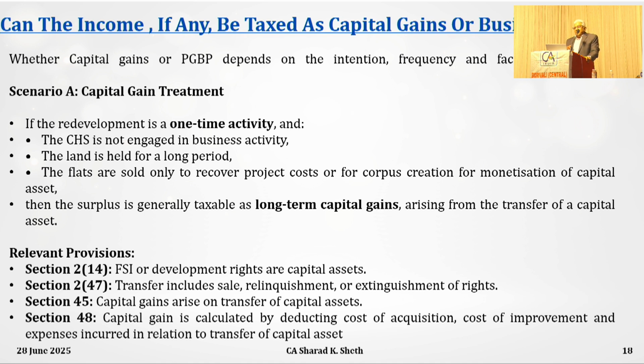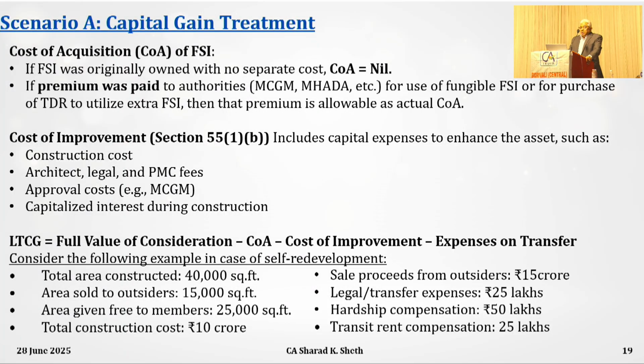For doing self-development, we need to go through many activities. We need to do many organized activities. And it has been held that a single adventure in the nature of trade is also a business. So it is a little bit difficult for society to argue that it is completely a capital gain. Assuming that we succeed in developing our argument that it is a capital gain, how do we calculate capital gain?